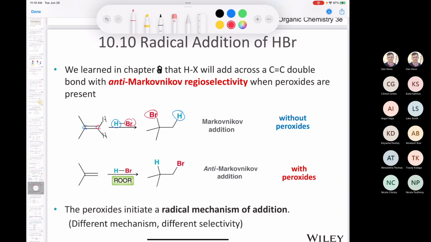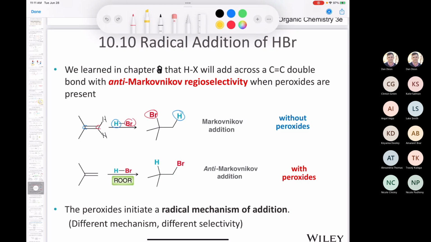So Markovnikov addition. Now, when we were in chapter 8, I didn't go over the whole history of how it was discovered that peroxides were required to affect an anti-Markovnikov addition across a double bond. But basically what scientists found was that they were getting mixtures of Markovnikov and anti-Markovnikov. And they said, well, why are we getting mixtures sometimes? Other times we get completely Markovnikov. Other times we get completely anti-Markovnikov. They thought it could even be related to the phases of the moon, which we laugh at now.